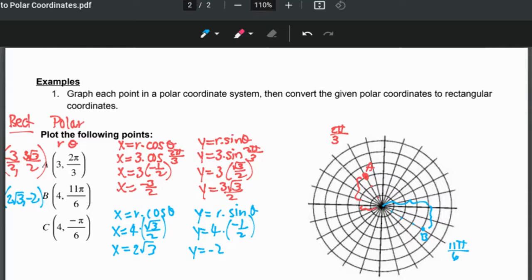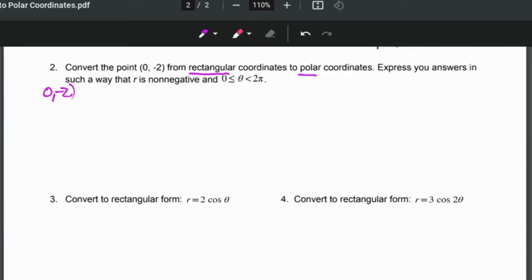And then I'm lastly going to do point C, which is negative pi over 6. But if you notice, if you go negative pi over 6, you end up in the exact same spot as 11 pi over 6. And when I'm 4 units outwards, I'm in exactly the same location. So point C and B are the same, which means that point C is also 2 root 3 comma negative 2. So we know that 0, negative 2 is x comma y.